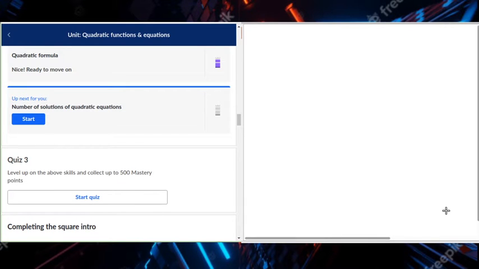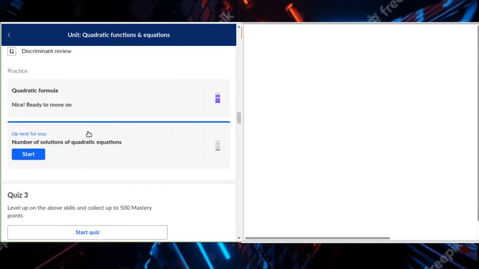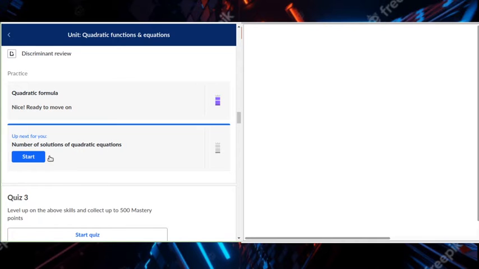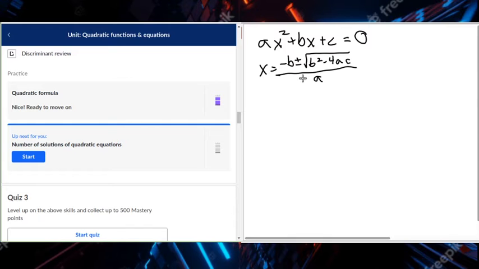Okay, in our last problem set, we worked on the quadratic formula, and now we're going to work on the number of solutions in our quadratic equation using the part of the quadratic formula that's called the discriminant. You'll remember we set up every time our quadratic so it looks like this form, and then we can solve it using negative b plus or minus square root of b squared minus 4ac all over 2a.